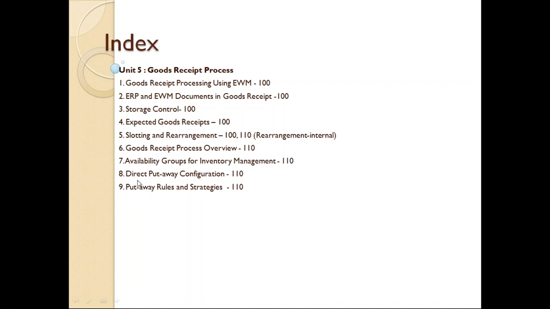So most important is our strategies. We have just seen good receipt and we have manually pushed the stock into different storage types. Now we are going to see the strategy, how the system will determine where a particular stock should go, from where a particular stock should be removed, those kinds of strategies we set in WM or any other system. So automatically when you do GR, the system determines the bin where it should go.